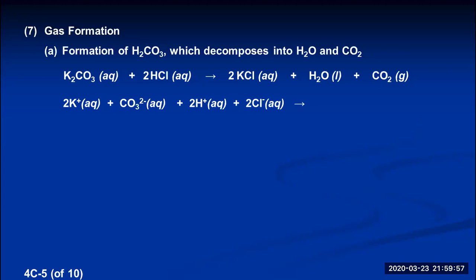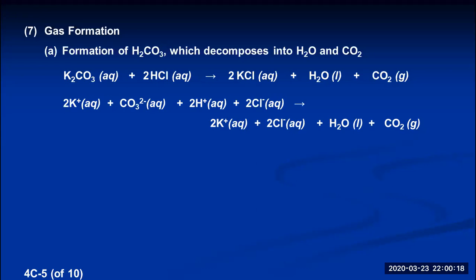On the product side, KCl, soluble ionic compound, they always completely dissociate. This will form a potassium ion and a chloride ion, but because there's a 2 in front, you get double the number of each. So 2 potassiums and 2 chlorides. And then anything that's not aqueous, it's already written in its most accurate form. Water's a liquid, carbon dioxide's a gas.